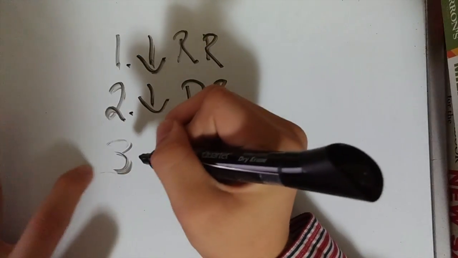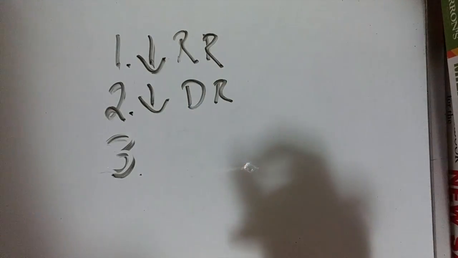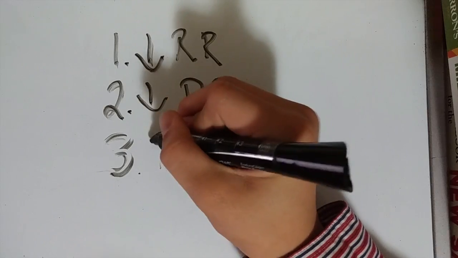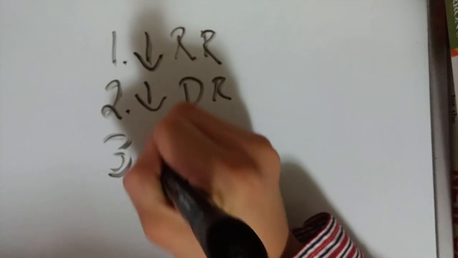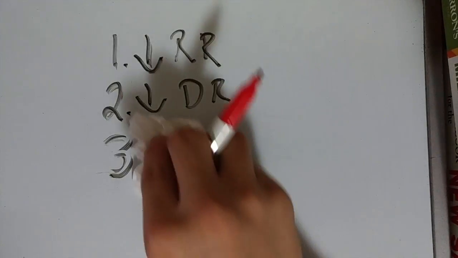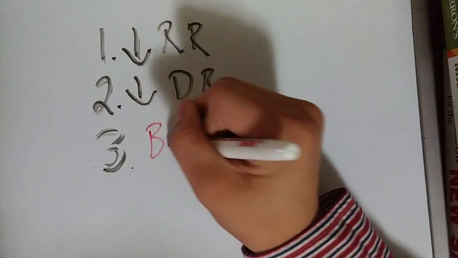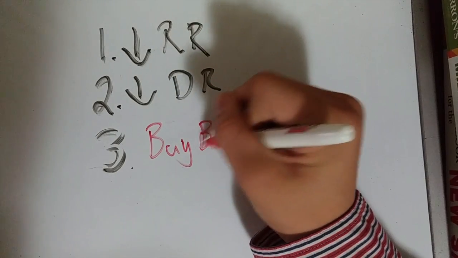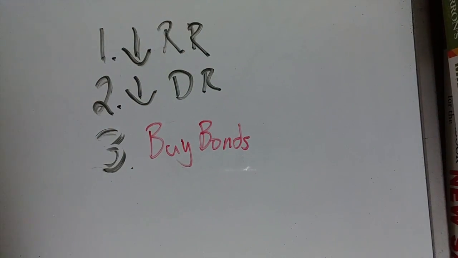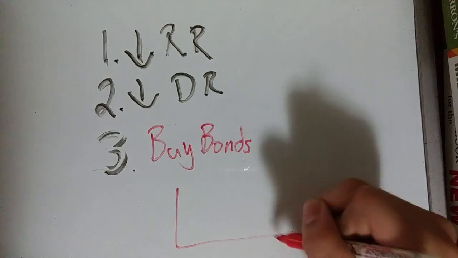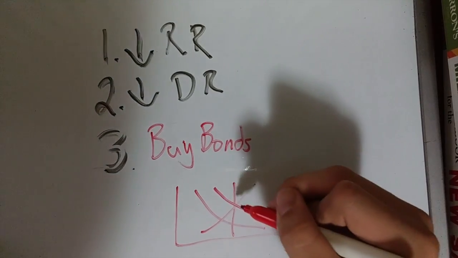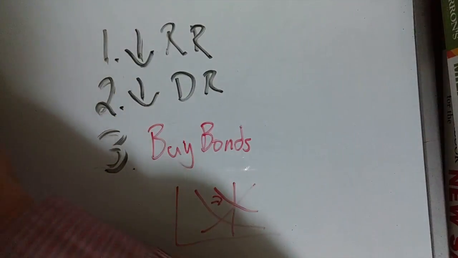Or three, we can buy bonds, make the money supply big. If you buy bonds, that increases the money supply, causing the nominal interest rate to decrease. So once you do that, your recession goes away because your aggregate demand shifted to the right.